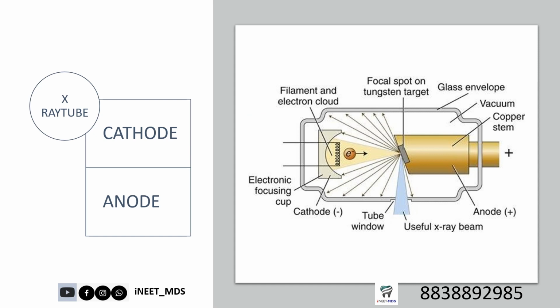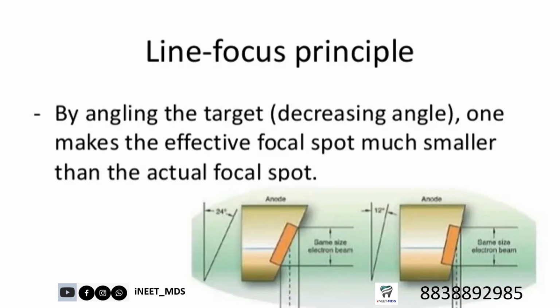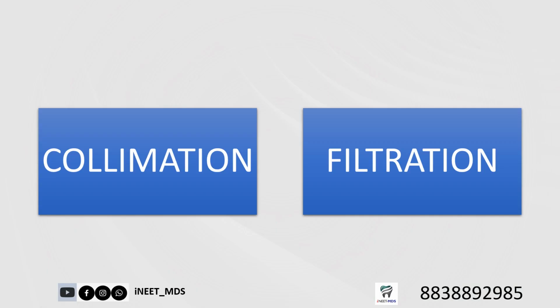So regarding X-ray, you should know what a Coolidge tube is, what constitutes a cathode and what constitutes an anode. You should know about the tungsten filament and the tungsten target. And the line focus principle is very important. Under that, you should know what an actual focal spot is and its size, what an effective focal spot is and its size, and the angulation. The line focus principle itself is an important part, so you should be aware of that.